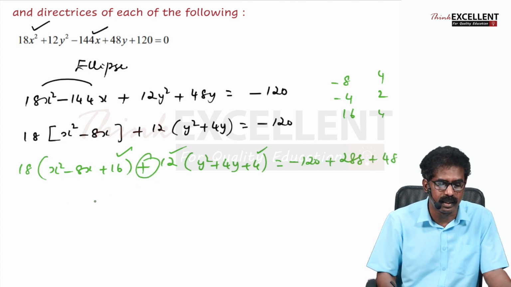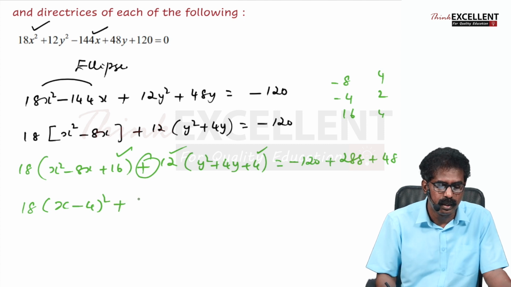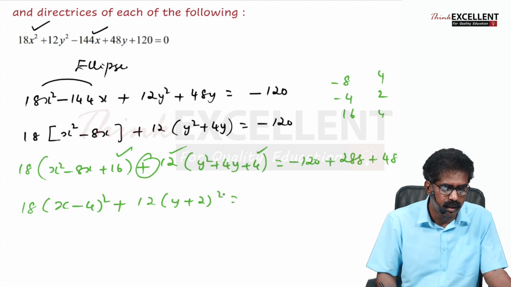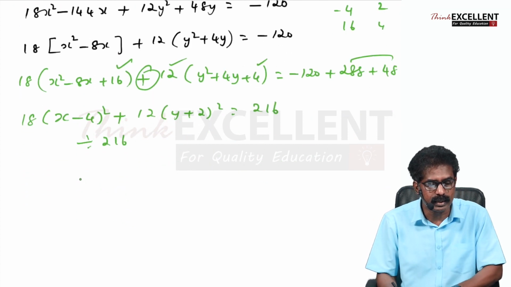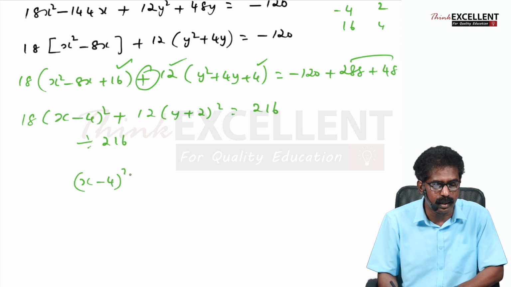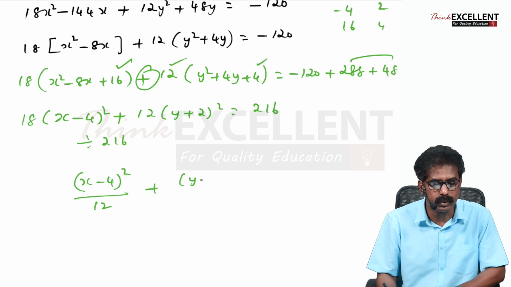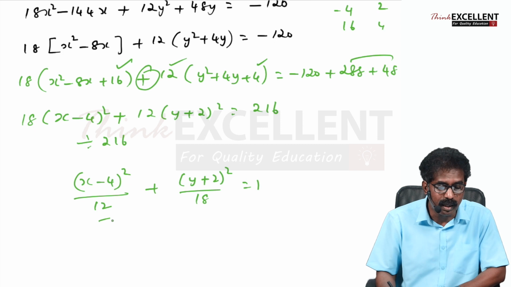So plus 48. So 18 into x minus 4 the whole square, this is a minus b the whole square, plus 12 into y plus 2 the whole square. On the right side you simplify. Add these two, you'll get 336 minus 120, you'll get 216. Dividing by 216, you will get x minus 4 the whole square by 12, 18 12s are 2 and 6, plus y plus 2 the whole square by 18 equal to 1, smaller, greater, right?